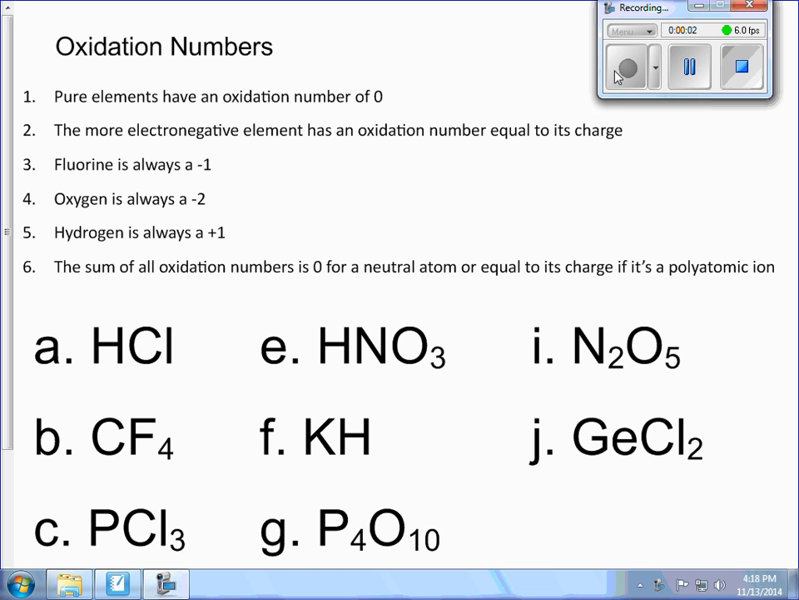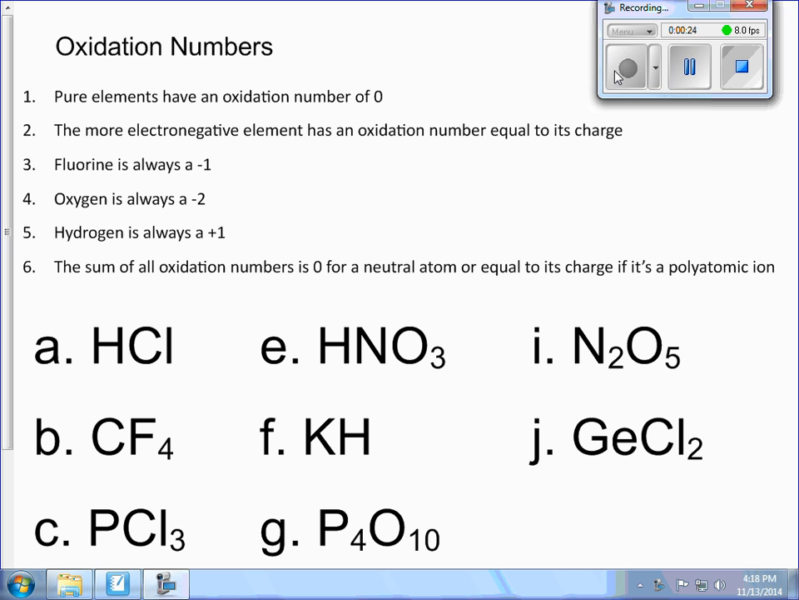Right, this is a quick how-to on oxidation numbers. I'm not going to read you the 6 rules because you're perfectly capable of reading those to yourself. One thing that we do need to know is that the oxidation number is not always going to equal the charge. Sometimes it will, sometimes it won't.